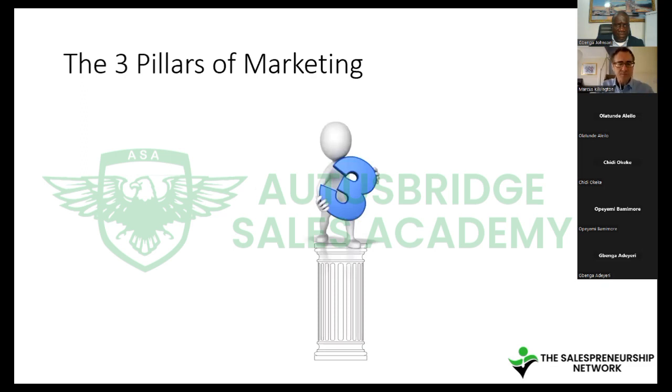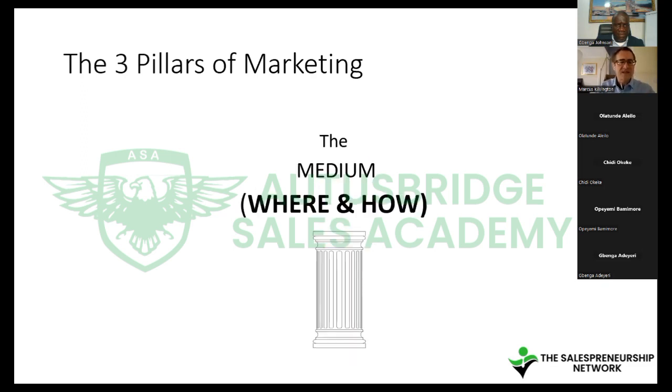So this is the third pillar, and this is all about where and how. So what are those generalities? Where is your perfect customer avatar for whatever product or service, and how are we going to talk to them or get to them? And this is the last bit out of the three.